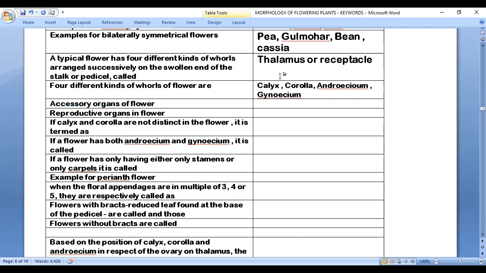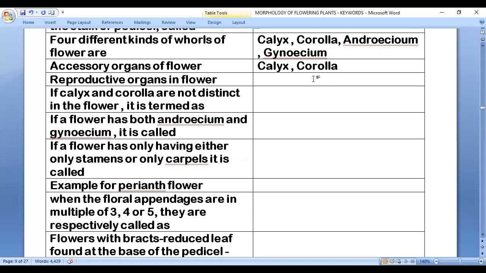Accessory organs of a flower: calyx and corolla. Reproductive organs in a flower: androecium and gynoecium.